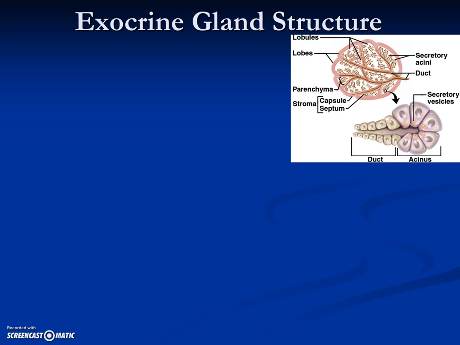By now, we've learned how to name epithelial tissues. Now we're stepping into glands and how to name them. First up, we're going to talk quickly about an exocrine gland and its basic structure. Exocrine glands are comprised of a stroma. The stroma is a fibrous outer capsule.